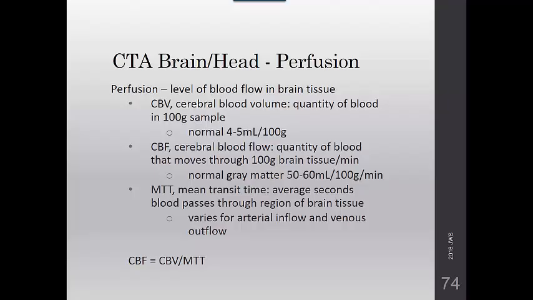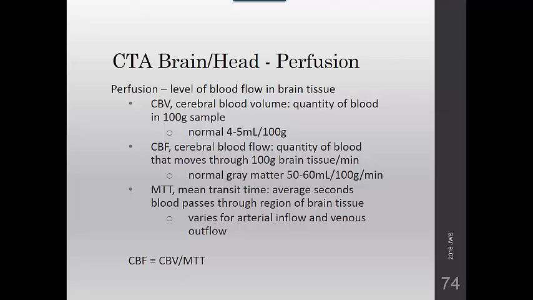The CBF is the cerebral blood flow. It's the quantity of blood in milliliters that moves through 100 grams of brain tissue each minute. So the normal range for gray matter is 50 to 60 milliliters per 100 grams per minute. The MTT is the mean transit time, and it's the average transit time in seconds for blood to pass through a given region of brain tissue. MTT varies according to the distance traveled between arterial inflow and venous outflow for a particular area.